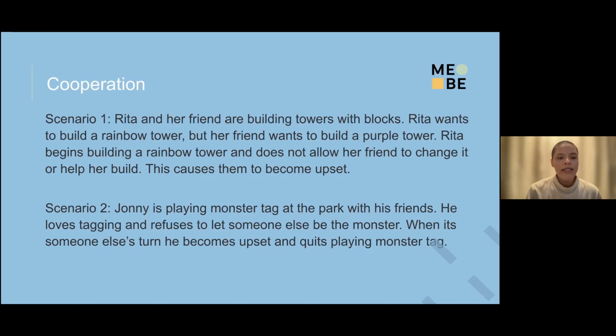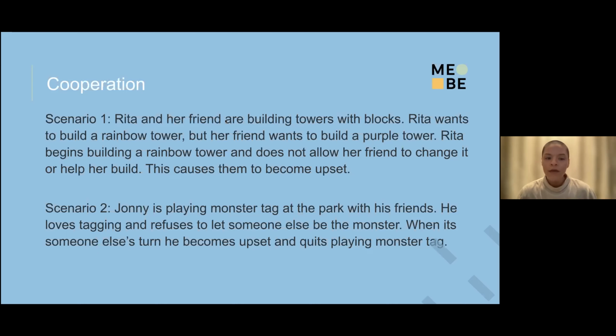In scenario 2, we have Johnny. Johnny is playing monster tag at the park with his friends. He loves tagging and refuses to let someone else be the monster. When it's someone else's turn, he becomes upset and quits playing monster tag. So here we have a similar scenario as in the flexibility one, the rules of the game and wanting to do things a certain way.